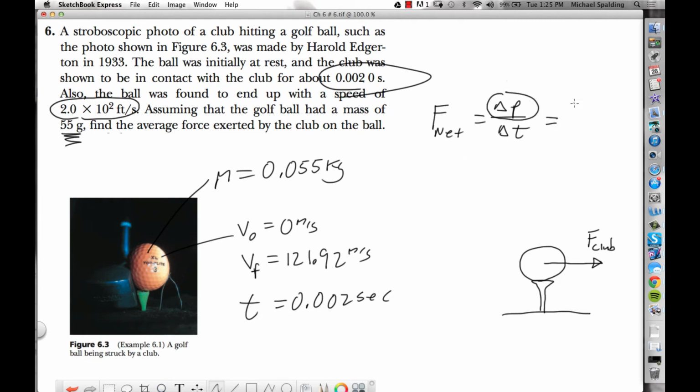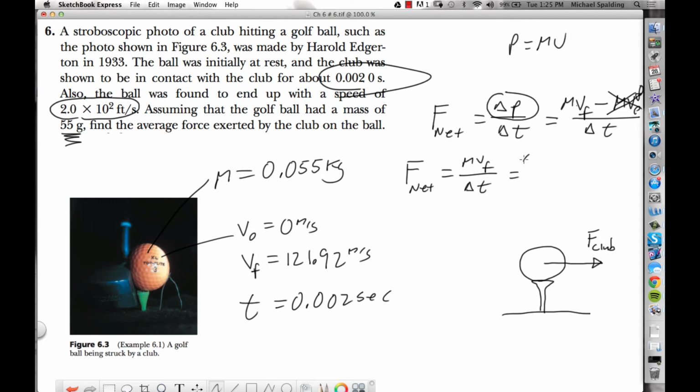Now, what can we say for change of momentum? Well, change of momentum is going to be momentum final minus momentum initial. Remember, what's momentum? Momentum is mv. So momentum final is mv final, minus momentum initial, which is mv initial, over the time. Okay, what's the initial velocity of the ball? 0, so that part goes away. This part crosses out. So now what we have is net force equals mv final over time.